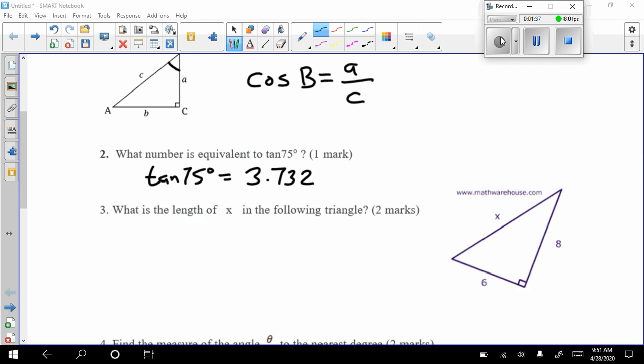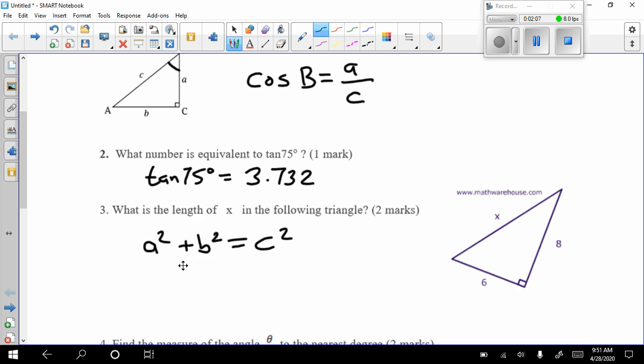Number 3, it says, what is the length of x in the following triangle? So what I was hoping that you would notice there is that we don't need SOHCAHTOA. We can go back to our grade 9 view of things, which is that you have 2 of the sides of a right angle triangle. So we know that according to Pythagorean theorem that a squared plus b squared is equal to c squared, and where the 2 shorter sides have to be a and b.